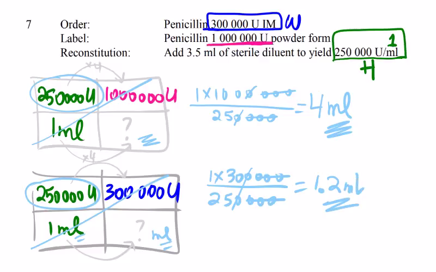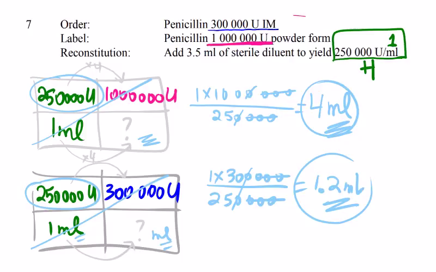So for the final wording in this question, we could say, first, the volume of the reconstituted medication is 4 mils. And the volume that we want to inject intramuscularly is 1.2 mils. The instructions to reconstitute the medication are add 3.5 mils of sterile diluent to the 1 million unit powder form of the medication to yield the concentration of 250,000 units per mil, and inject only 1.2 mils, which will contain the 300,000 units intramuscularly injected.